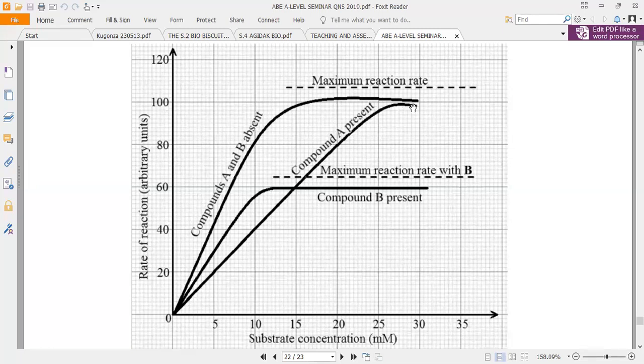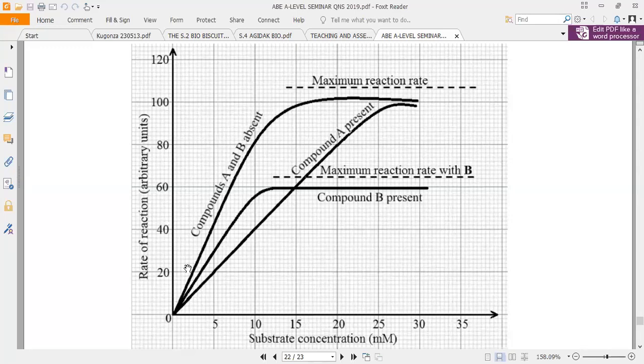And when they added compound B, you can also notice how the rate of reaction behaved. And when none of this was present, you can also notice what actually happened. Now, before you rush to see which question you are going to answer, you should first of all find out what is happening in these graphs, or what was happening in this experiment. Why are they getting these results? You start asking yourself those questions, and when you ask yourself those questions, you must answer them.